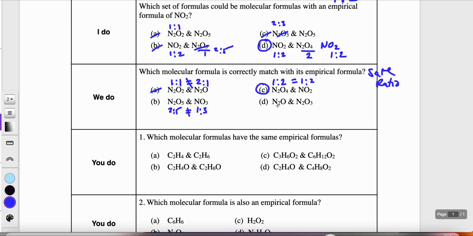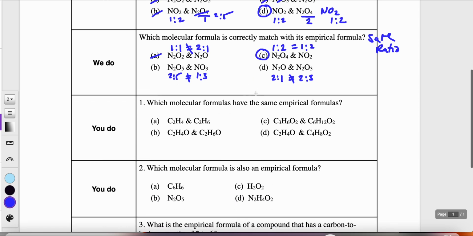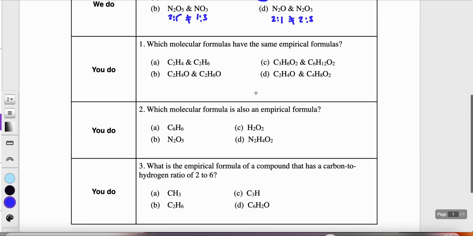And if you just take a look at letter D, just to double check, we notice we have an even and an odd. They're only both divisible by 1. So we have a 2 to 1. And over here, we have 2 and 3, an even and odd, they're both only divisible by 1, so we have a 2 to 3 ratio, so they are not the same ratio. So C is the best answer. You try the remaining You Do questions, check your answer with your teacher.